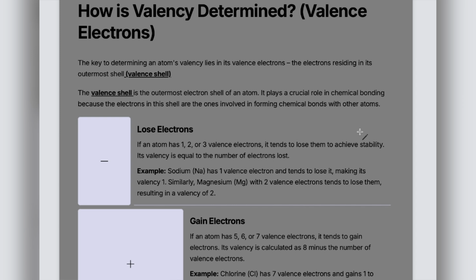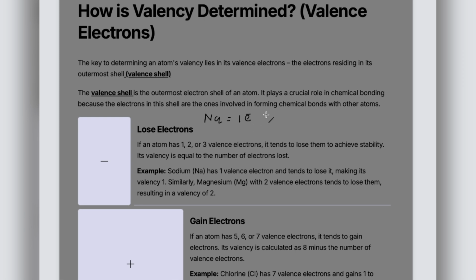So how do we calculate the valency of any atom? If an atom has a tendency to lose its valence electrons, then its valency is equal to the number of electrons lost. Like in the case of sodium, sodium has 1 electron in its valence shell, so it tends to lose its 1 electron to get stability. So its valency will be 1.